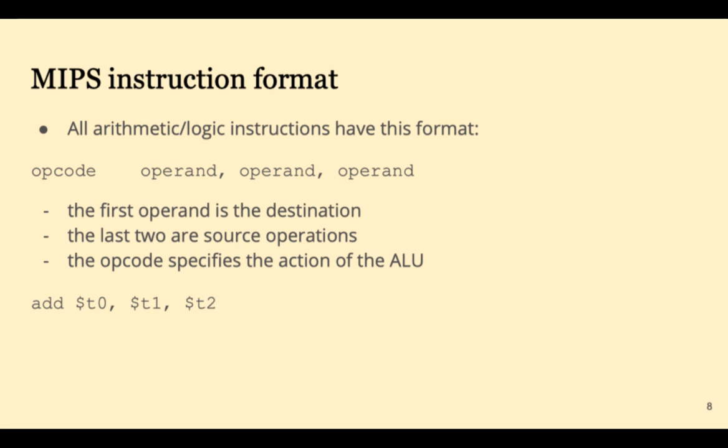All arithmetic and logic instructions have this format. First, the opcode tells the ALU what to do with these operands. There are 3 operands. The first one is the destination operand, and the second 2 are source operands. The destination operand is sometimes referred to as RD, and the 2 source operands are sometimes referred to as RS and RT.